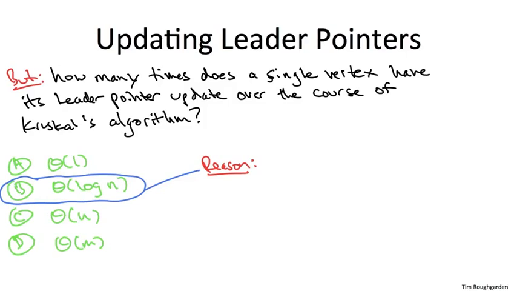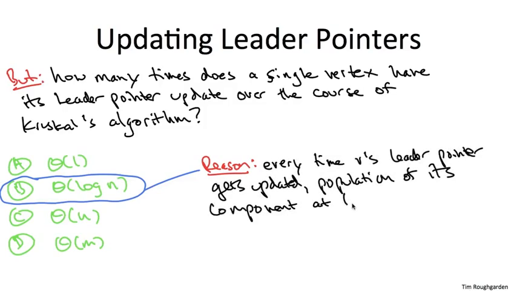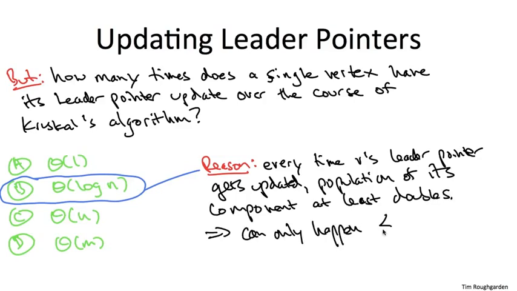So the bottom line is, every time you as a vertex have your leader pointer updated, the population in the component to which you belong is at least twice as large as before. Now, you start in a connected component of size 1. A connected component is not going to have more than n vertices, so the number of doublings you might have to endure is at most log base 2 of n. That bounds how many leader pointer updates you will see as a vertex in this graph.